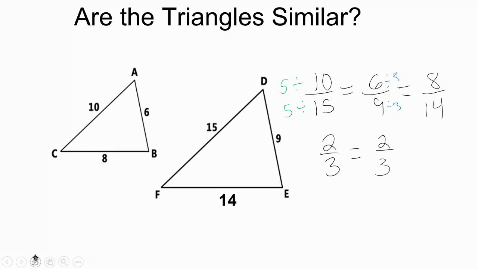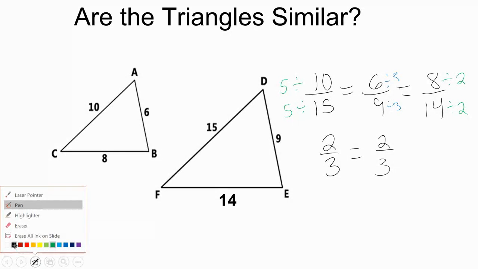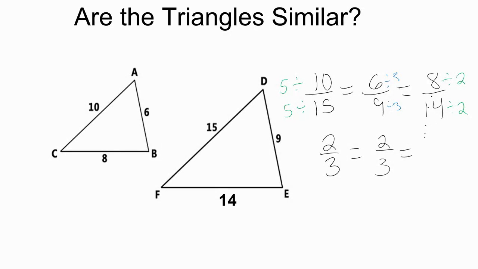And then the 8 over 14, I know that can be reduced by 2. And so when we reduce it by 2, that's going to be 4 over 7. And obviously that is not the same as 2/3. So 4 over 7 is not equal to those two. So these triangles are not similar.